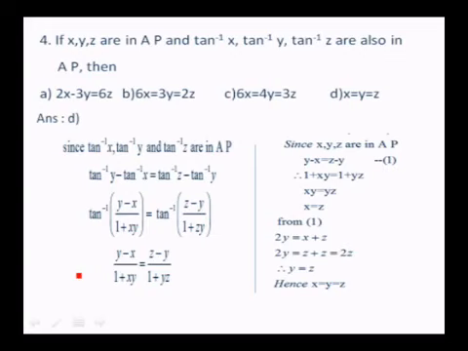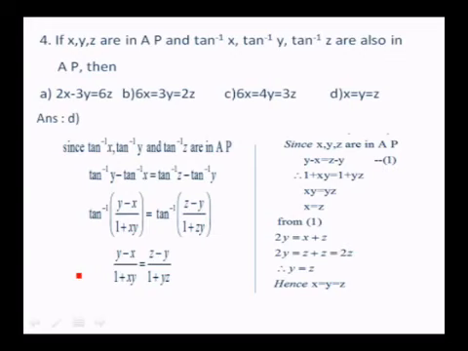On both sides, you just remove the tan inverse. Then you get (y minus x) over (1 plus xy) is equal to (z minus y) over (1 plus yz). But it is given that x, y, z are in AP. Using that, y minus x is equal to z minus y. So using this in the equation, if you cancel y minus x and z minus y from the top, you get 1 plus xy is equal to 1 plus yz. Cancel the 1, xy is equal to yz, or x is equal to z.